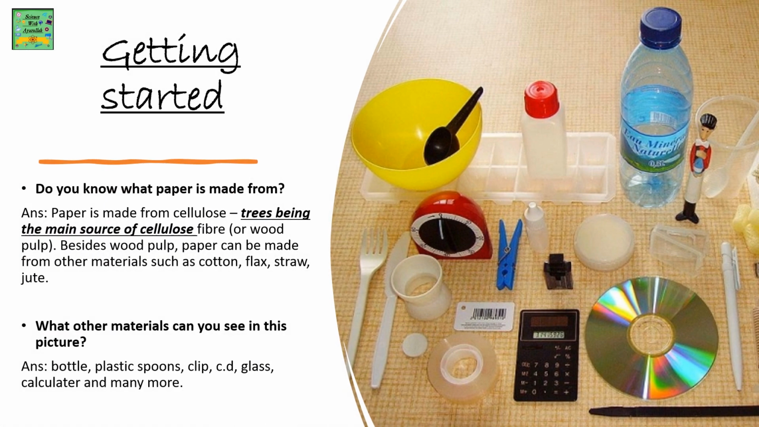Getting started. Do you know what paper is made from? Answer. Paper is made from cellulose. Trees being the main source of cellulose fiber, or wood pulp. Besides wood pulp, paper can be made from other materials such as cotton, flax, straw, jute.